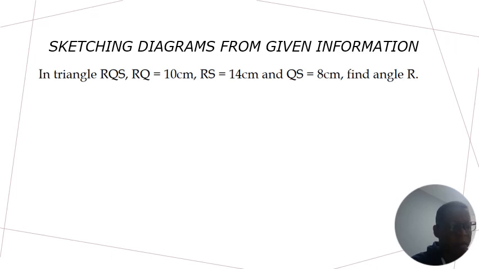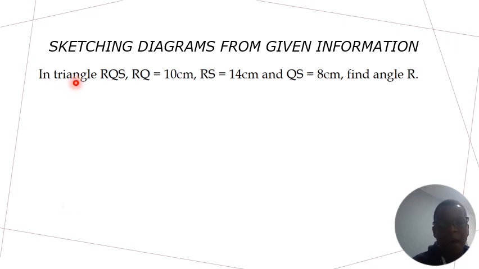Okay, so here we have information that's saying triangle RQS, where RQ is given as 10 centimeters, RS is given as 14 centimeters, and QS is given as 8 centimeters. Now the question is find R. So you need to know what you are given.